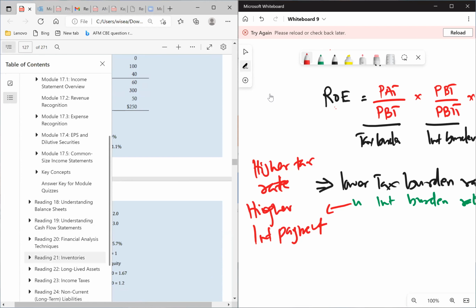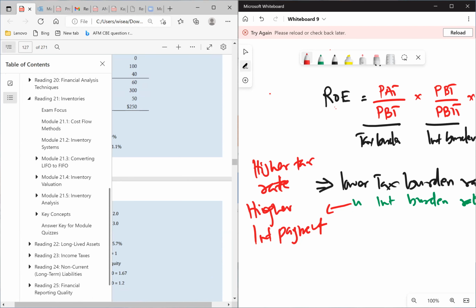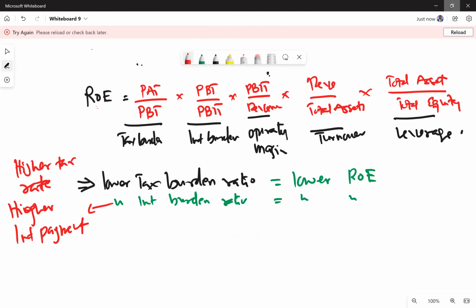can you please go over that again for me? Sorry, the what? The different. Yeah, the movement in tax, the tax burden, and then the effects on the ROE. Okay. So what I was trying to say is that the ratio itself, the lower the ratio, the lower the ROE. But the lower ratio is driven by higher tax rate or tax expense.